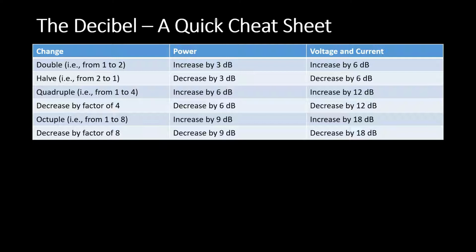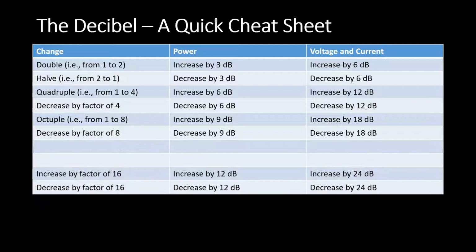So by a factor of 8, we're looking at an increase of 9 decibels. 1 to 2 is 3, 2 to 4 is 3, and 4 to 8 is 3. So 3 plus 3 plus 3 is 9. And likewise, a decrease by a factor of 8 is a decrease of 9 decibels. The next one would be increasing by a factor of 16. And of course, that is simply going up 12 decibels, either increase or decrease.